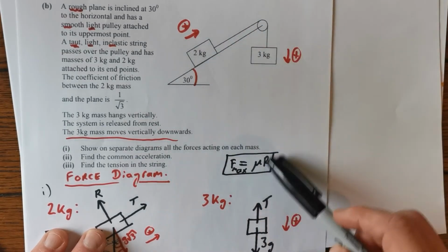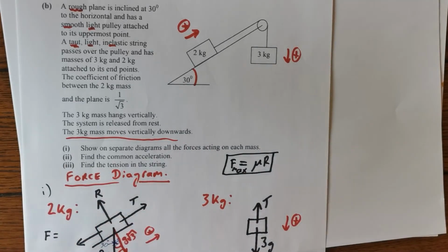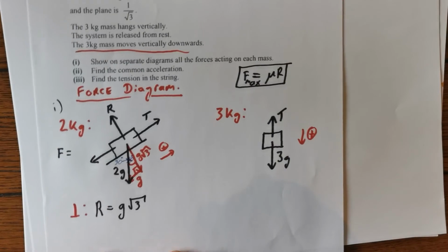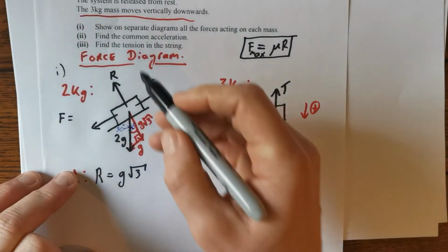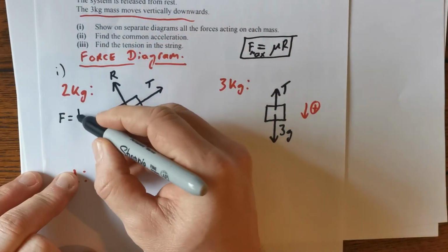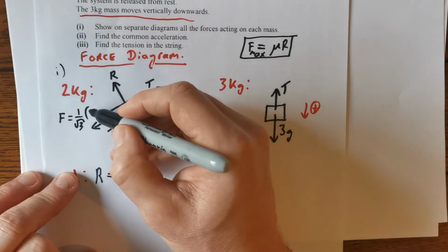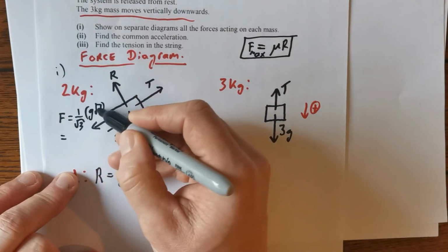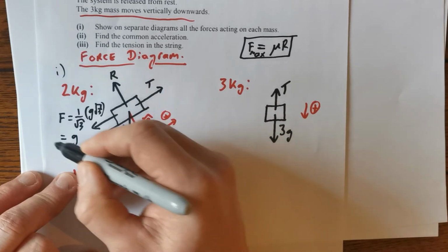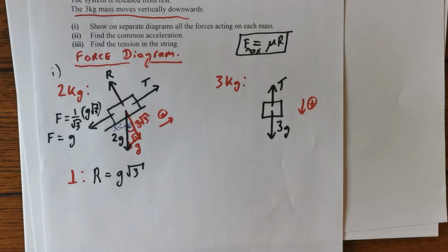So I'm trying to look at all this maximum friction, mu times R. So we're going to calculate mu times R. So the friction force is going to be mu. Remember, mu is given. It's 1 over root 3. That's the coefficient of friction, times the normal reaction, which we've just worked out as g root 3. 1 over root 3 times g root 3, well, that's g. So the friction force is just going to equal g.